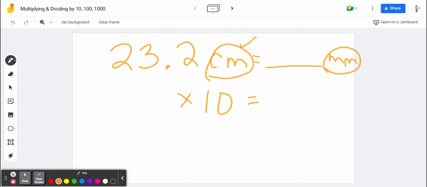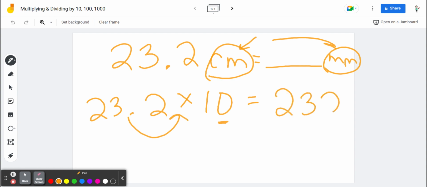And we're going from a bigger unit to a smaller unit, so we multiply. 23 and 2/10 times 10. There's 1 zero, so we're going to be moving that decimal over, and it's 232 millimeters. So really understanding how to multiply by 10, 100, and 1,000 is going to help you with your metric conversions.